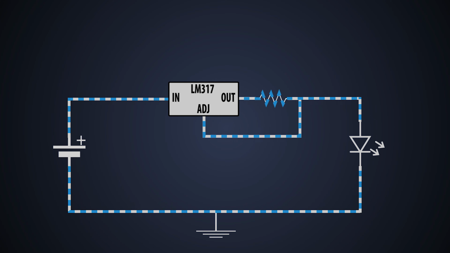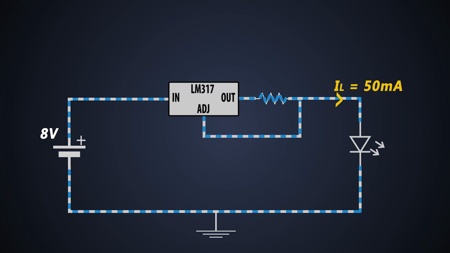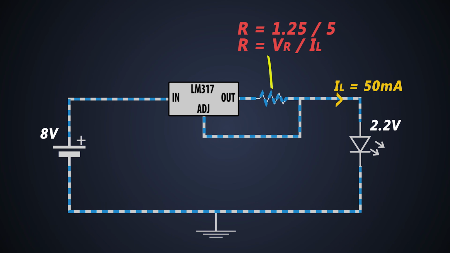Let's take an example. We need to provide 50 milliamperes at the output. The input voltage is 8 volts and the forward voltage drop across LED is 2.2 volts. Now we will select this resistor. The value of this resistor can be calculated with this formula. So the value of this resistor will be 25 ohms.